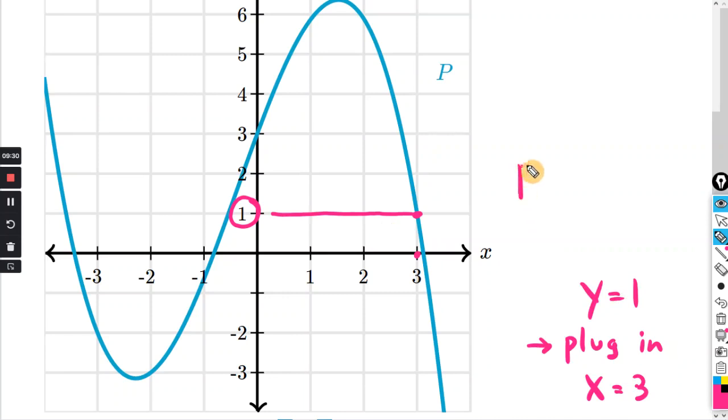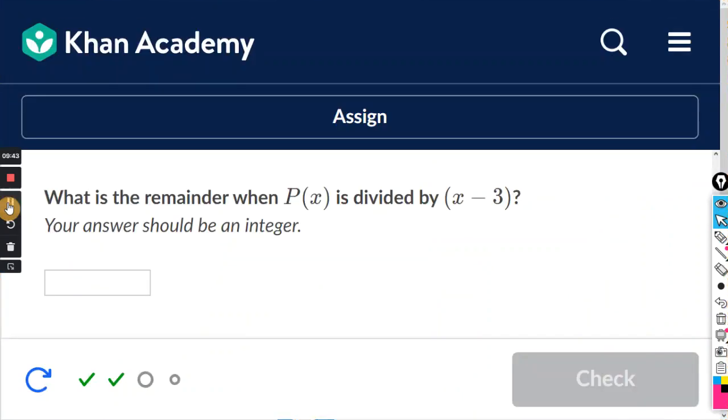So the remainder is just 1. That's how the theorem works. When you divide by x minus 3, the remainder is just 1.